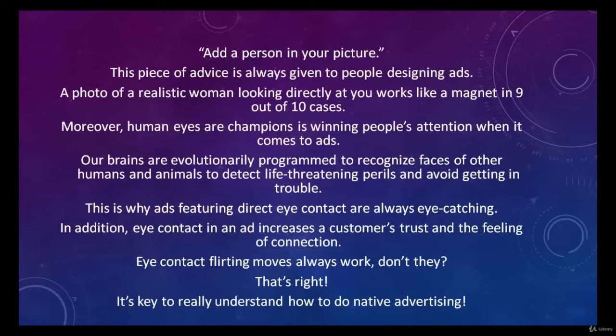Our brains are evolutionarily programmed to recognize faces of other humans and animals to detect life-threatening perils and avoid getting in trouble. This is why ads featuring direct eye contact are always eye-catchy. In addition, eye contact in an ad increases a customer's trust and the feeling of connection. Eye contact, flirting moves always work, don't they? That's right. It's key to really understand how to do native advertising.